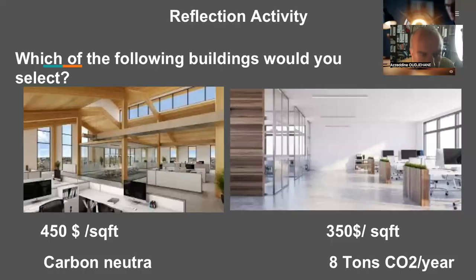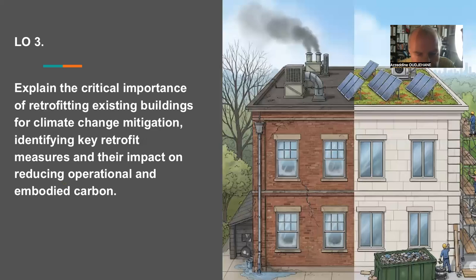And then lastly, I'll tell you that the mass timber building will have zero carbon footprint. It's carbon neutral. And the concrete building will have 8 tons of CO2 emissions per year. You still stick with your choice. Reflect on that for a minute.